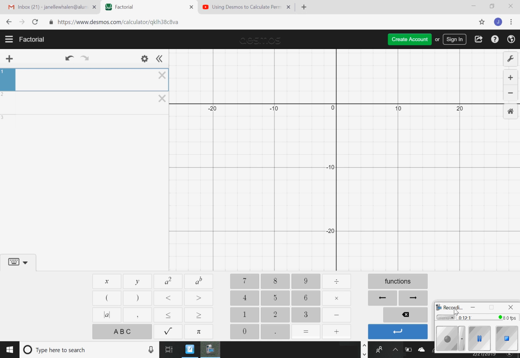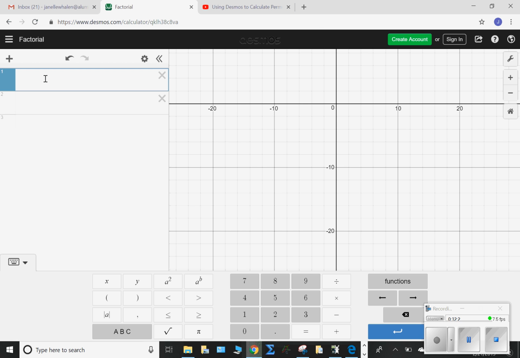And for factorials, it's really easy. If I want 5 factorial, I simply type the number 5, and then I type an exclamation point, and notice right here, it gives me my answer. I can come back here and type in 12 factorial. I can back up and say 26 factorial, and there's my number. Okay, so it's very easy.